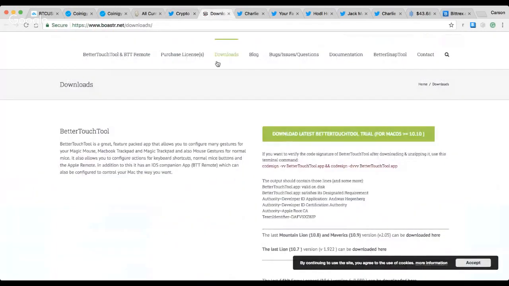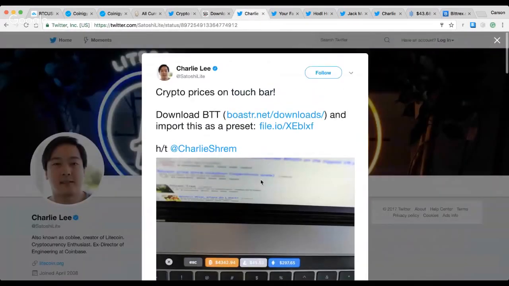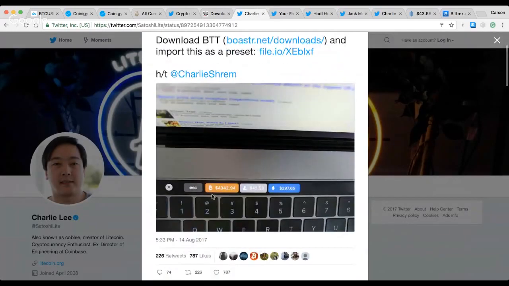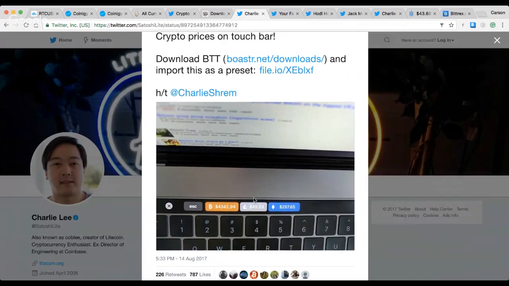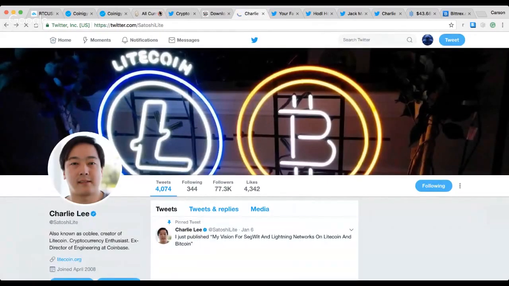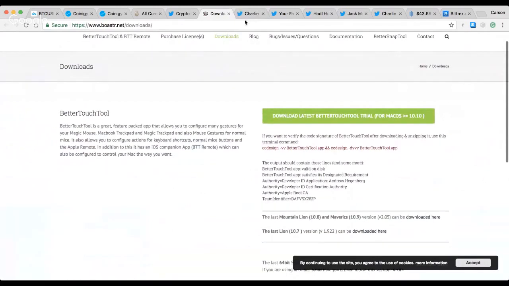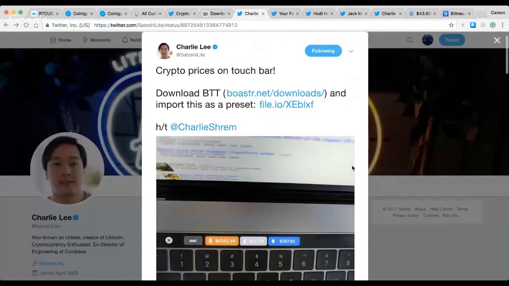If you guys haven't already seen this post from Charlie Lee, it's actually really cool. If you have a MacBook Pro that is 2016 or newer, and you have the trackpad, the touch bar right here, you can download this. I already downloaded it. You can download it if you haven't already. The link is in the Twitter post. It's called Better Touch Tool. It's pretty awesome.